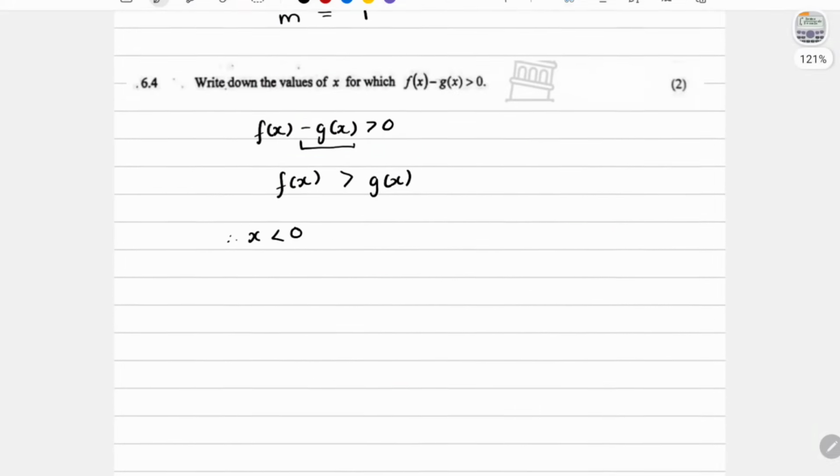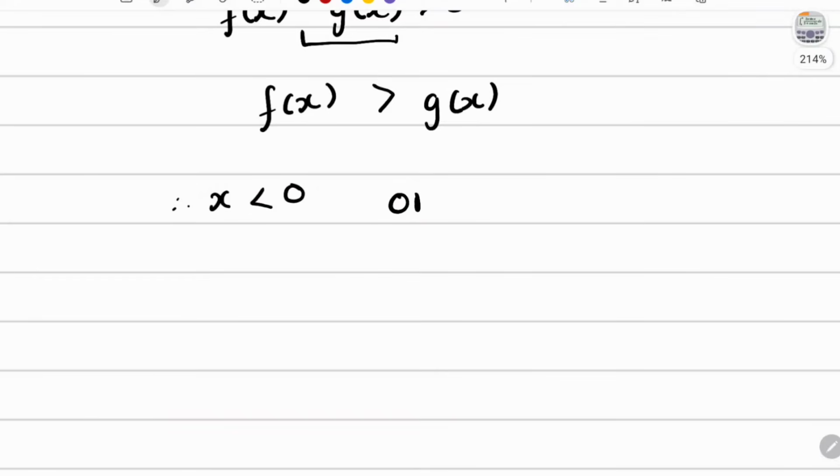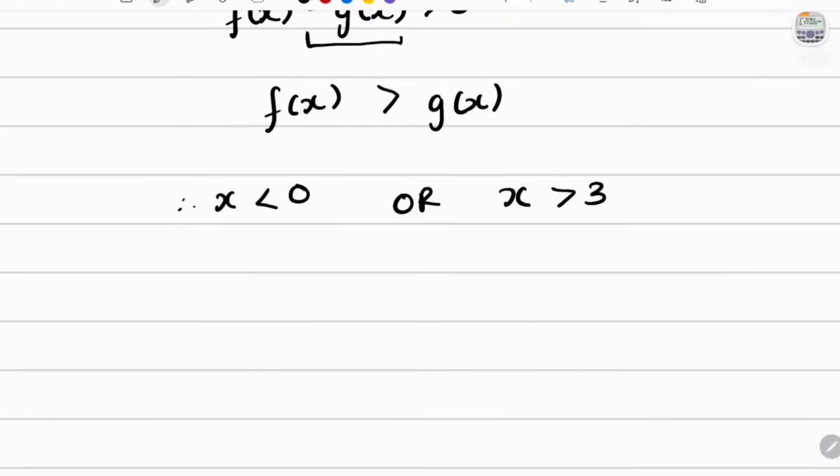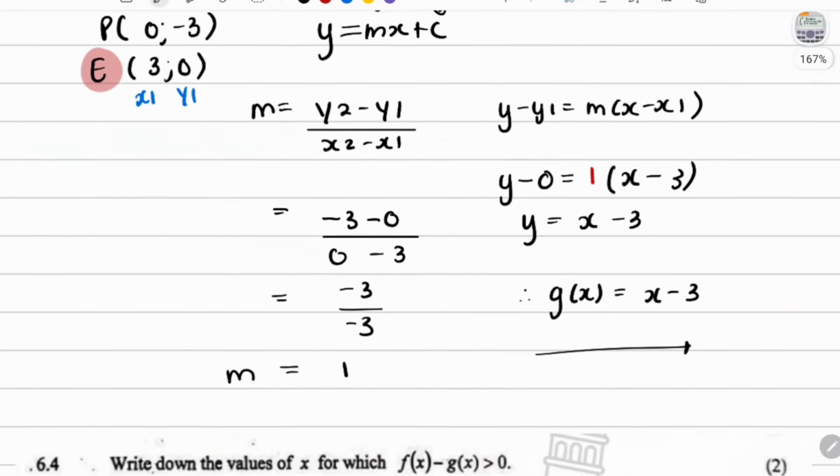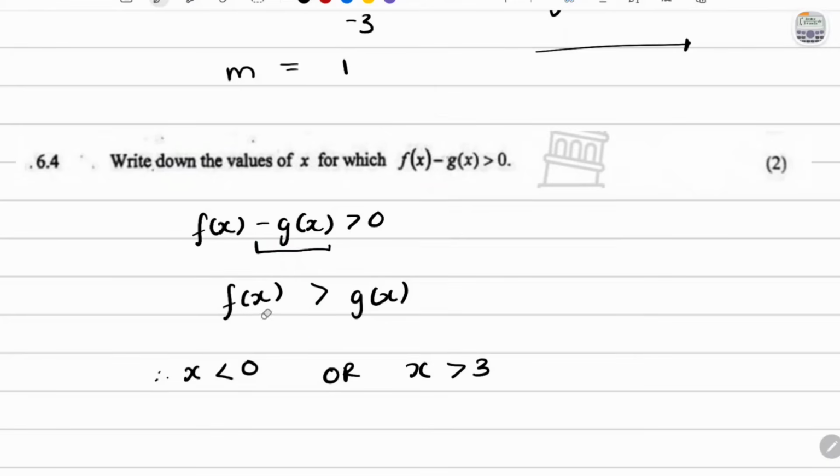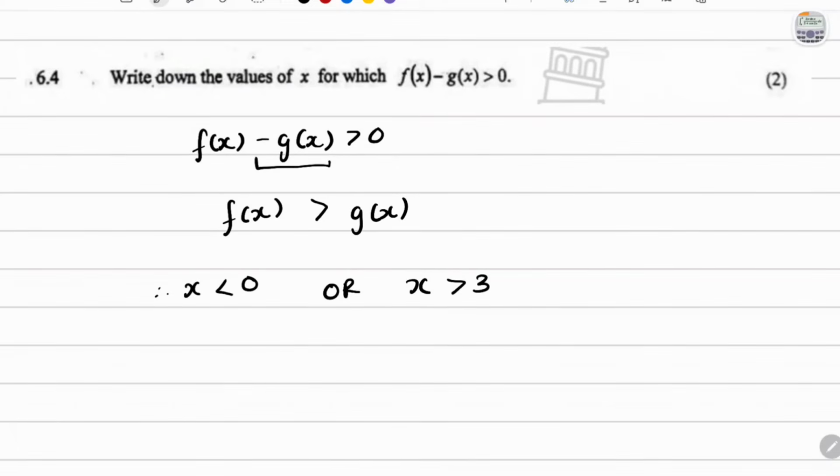So it's either where X is less than 0 or where X is greater than 3. And we don't need to say greater or equal to in any of these cases because they specifically just want where it's greater than G of X, not greater or equal to G of X. Okay, so that's our answer for 6.2. Moving on to the next question.